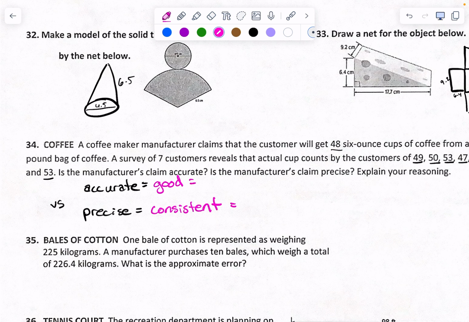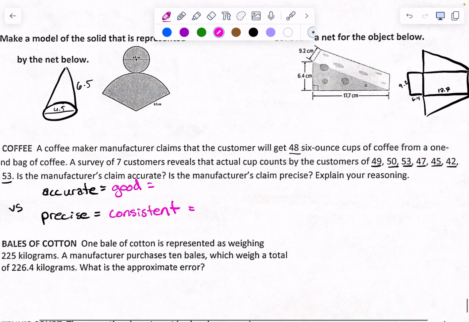So, is it accurate? Is it precise? Is it one or the other? Is it both? Is it neither? Kind of accurate, but kind of just meh. I'm going to say it is accurate because these numbers all overlap what the actual is, right?